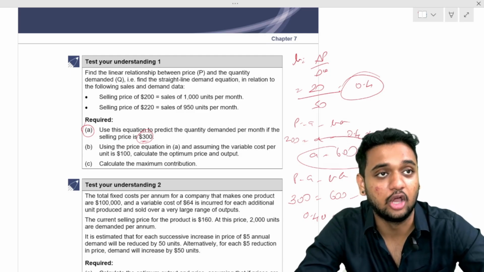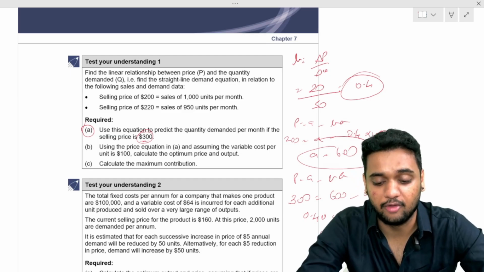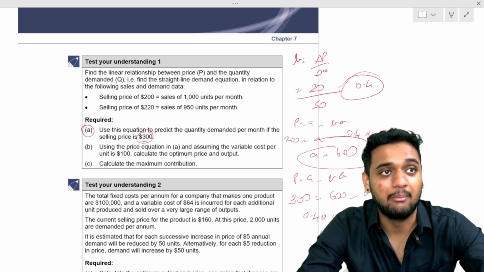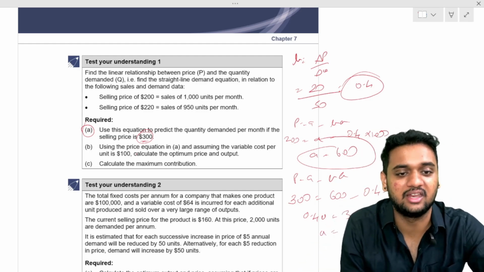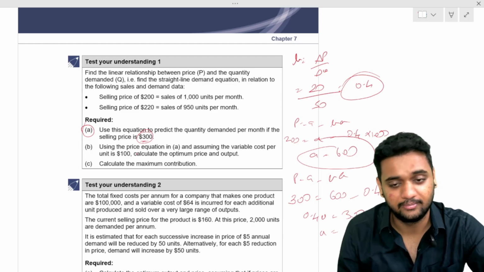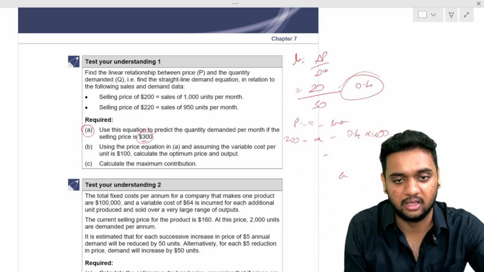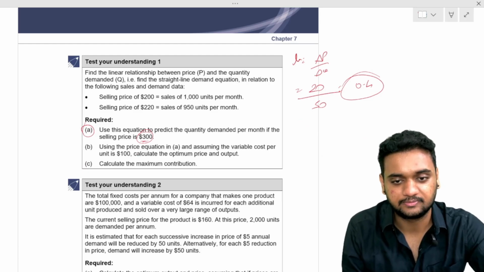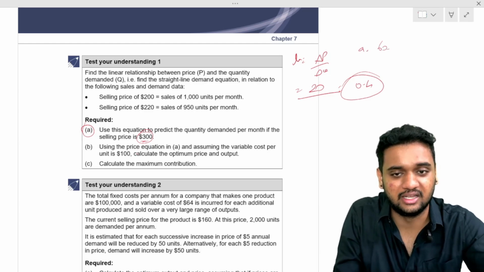Here they are telling you to find the optimum price and optimum quantity. Optimum price or maximum profit you will get only when MR is equal to MC. Other than that, they have just asked, if the selling price is 300, predict the quantity demanded for the month. That is what they are asking. Understood? It's a separate question altogether. Don't confuse this with normal questions. Understood, all of you? What is B? B is 0.4. A is equal to 600.